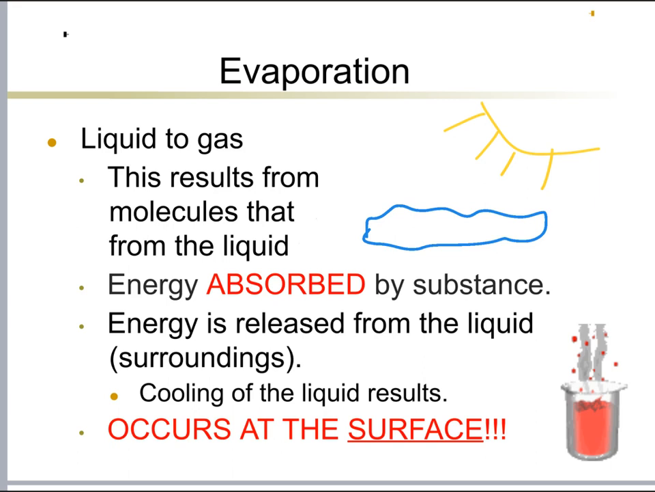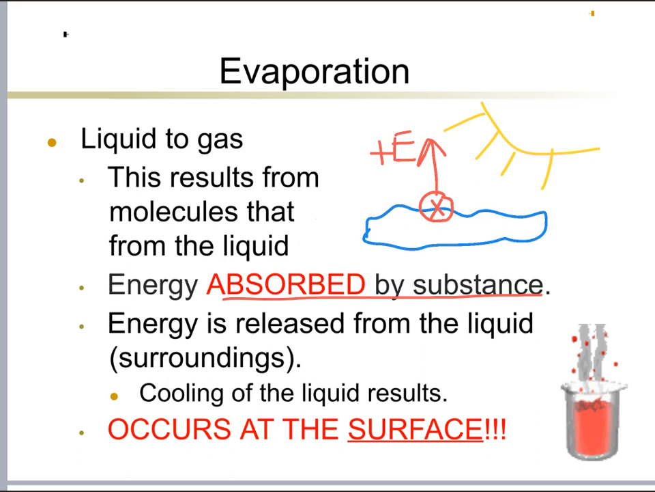So picture a puddle getting shined on a nice bright sunny day, and I have this little particle at the top of the puddle that wants to evaporate. That particle is currently a liquid and it wants to become a gas. So would it need to gain or lose energy? Well, the particle itself would need to gain energy. The energy is absorbed by the substance. Then the energy has to come from somewhere.